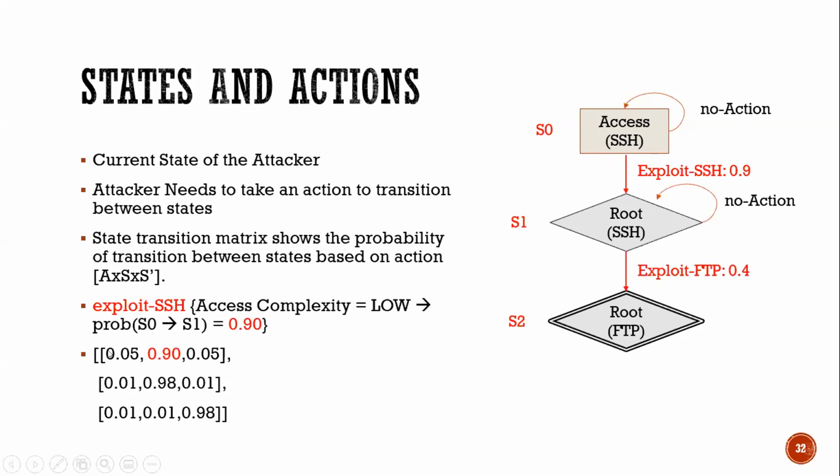So let's consider rows 0, 1, and 2 and columns 0, 1, and 2. So S0, S1, which is the 0, 1 row and column, shows that there is a 0.9 probability that the attacker will transition from S0 to S1 by taking that action. But that action has no implication on other states. So if he was in state S1, then exploit SSH doesn't do a whole lot for going to state S2. So the attacker will remain in state S1 if he takes that action. So there is a high probability of being in state S1 and S2 if he takes action exploit SSH in S1 and S2.